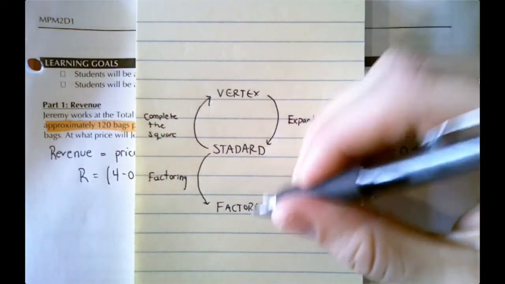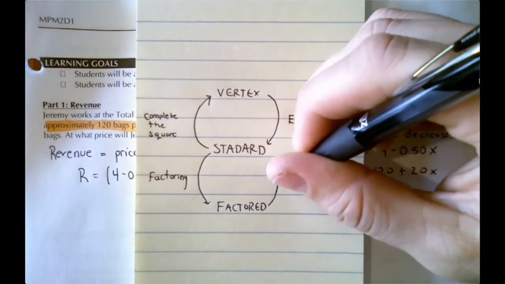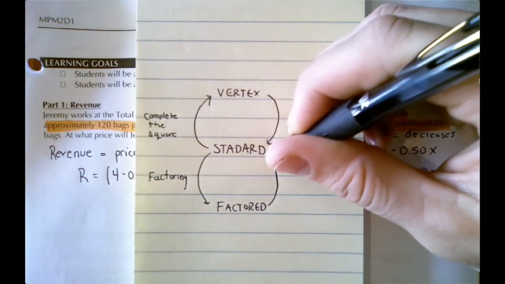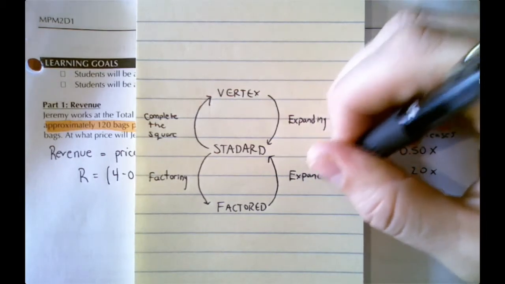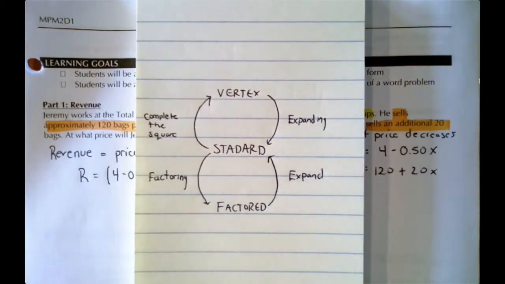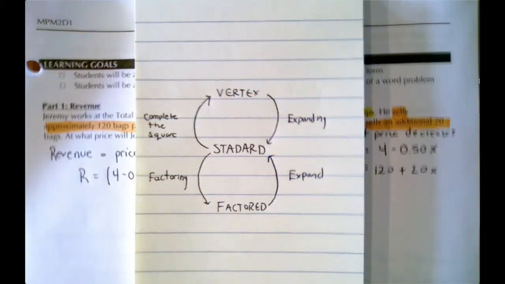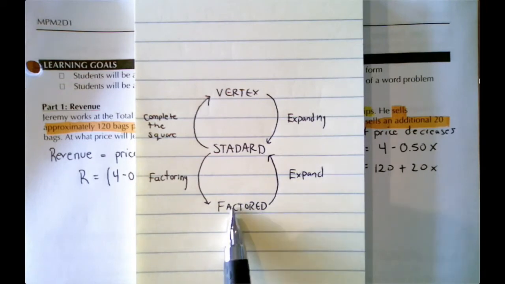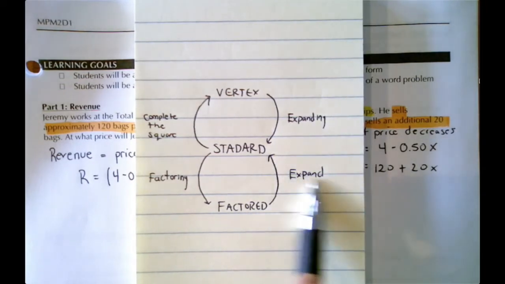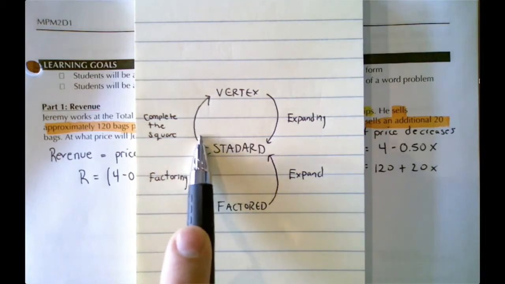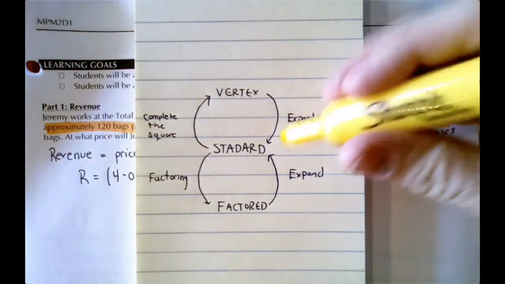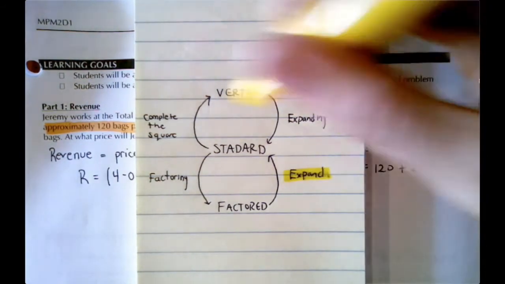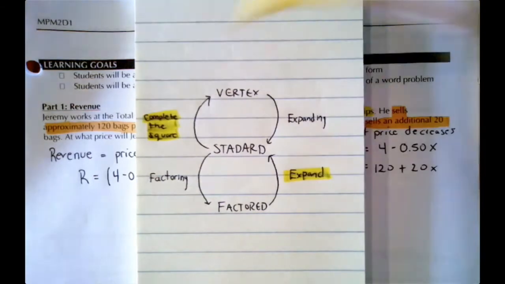Well, if we want to go from factored to standard, we do it the same way as going from vertex to standard. We expand. So we have factored form and we want to get the vertex, so we want to go to vertex form. So how do we do that? Well, we have to first go to standard form by expanding. And then from standard form, we have to go to vertex form by completing the square. So if you're in factored form, you have to actually take 2 steps. You have to expand first to get to standard form, and then you have to complete the square.